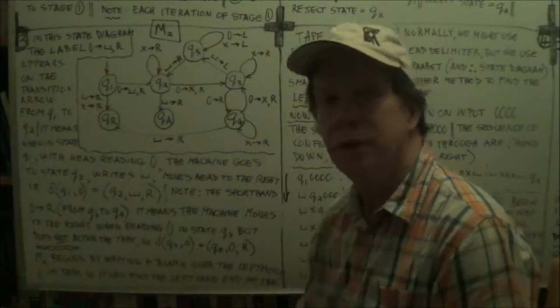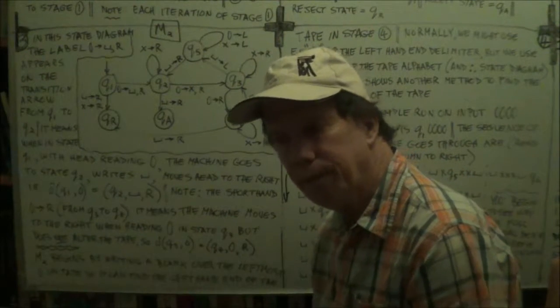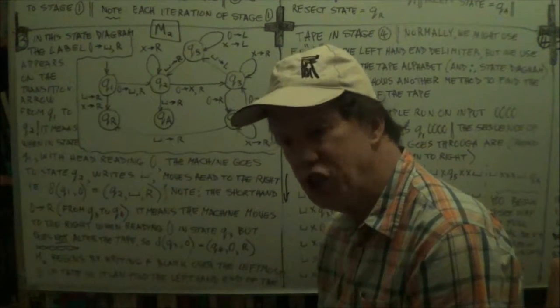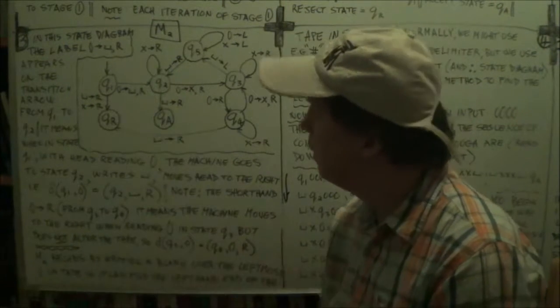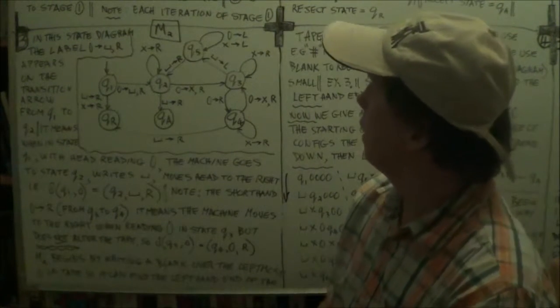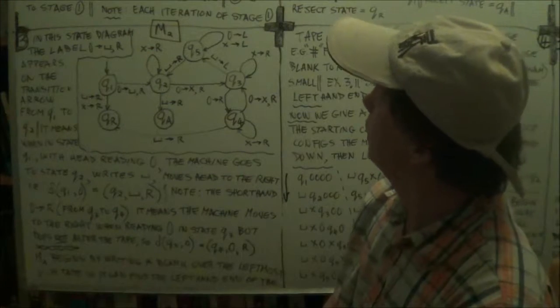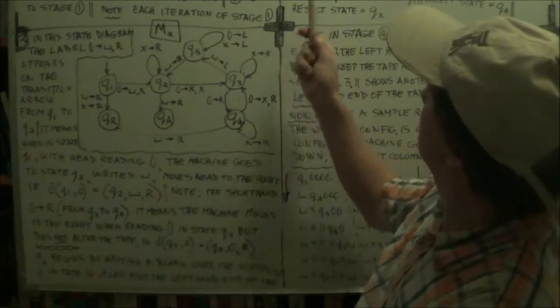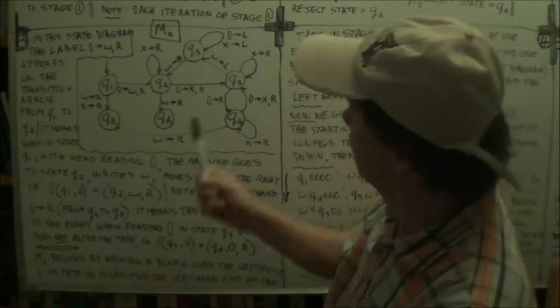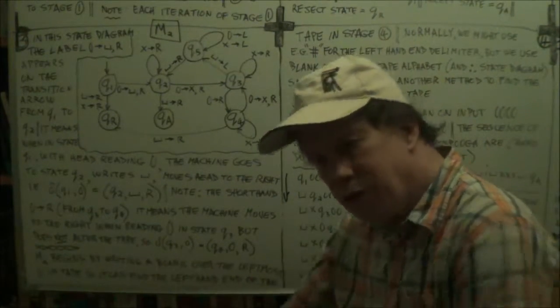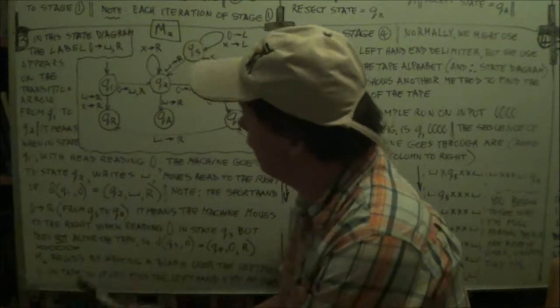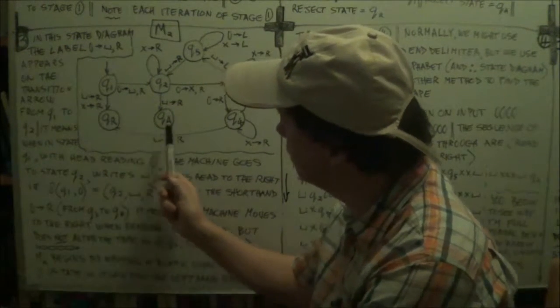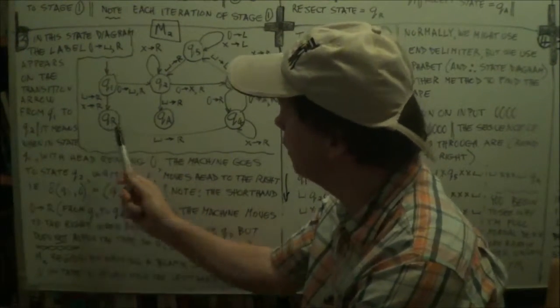Well, here it is, the state diagram for machine M2. There are seven states. You can see 1, 2, 3, 4, 5 ordinary states and 2 halting states. Here are the 2 halting states: the accept state and the reject state.